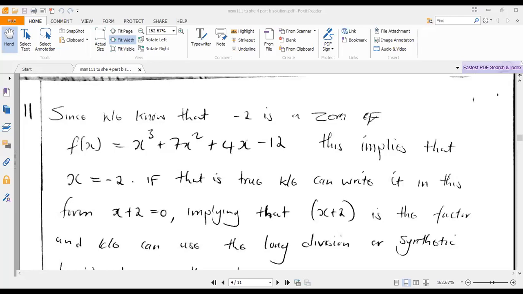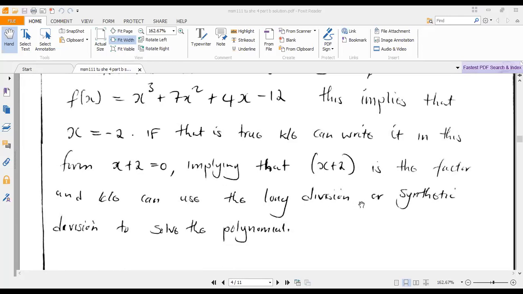So since we know that negative 2 is a 0, we can simply say that if negative 2 is a 0, x plus 2 here will be the factor. And when you have your factor, you can either use what? Long division or synthetic division to solve the polynomial. Are we now together, people?